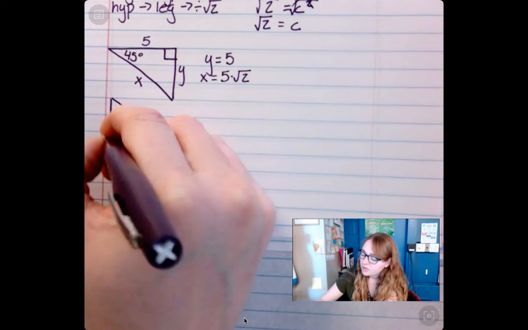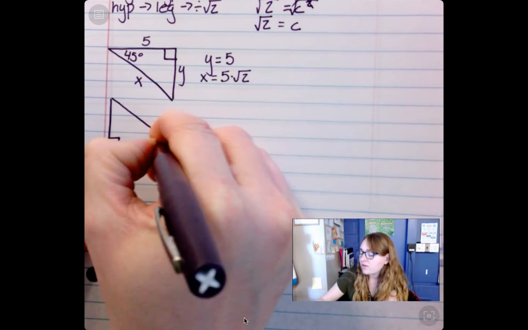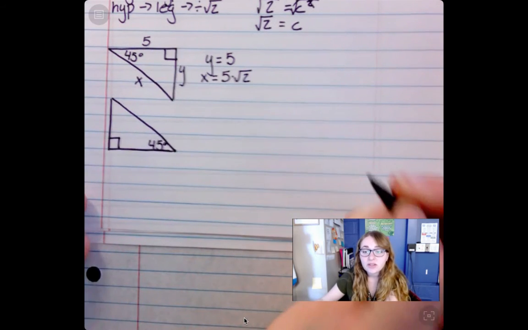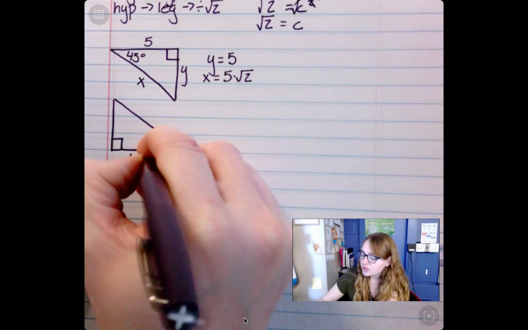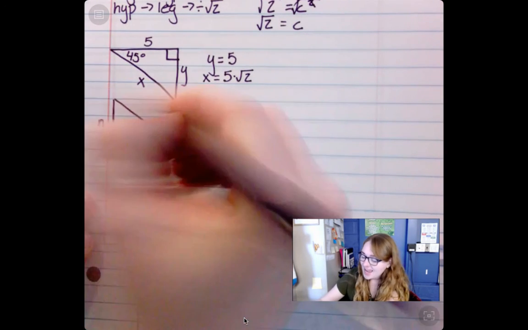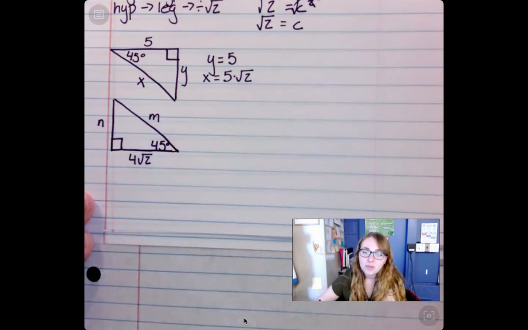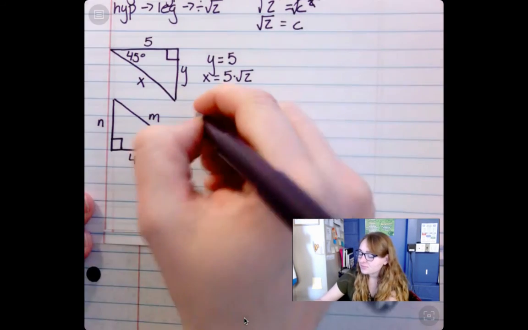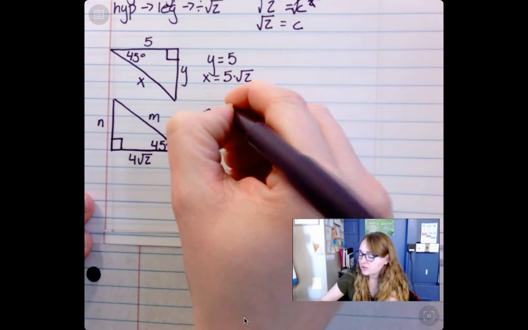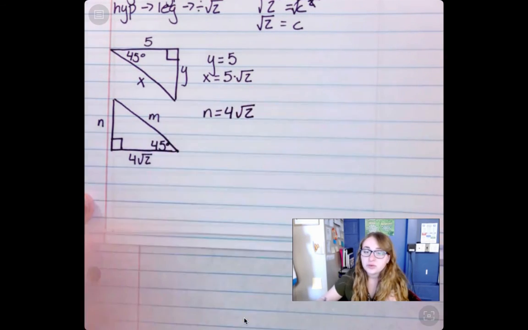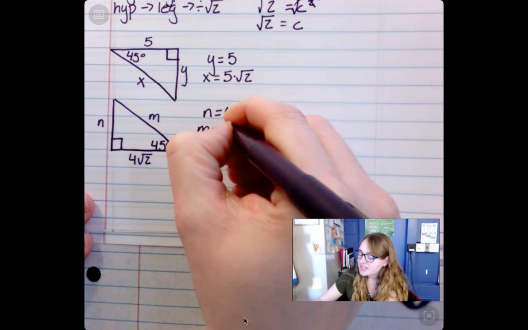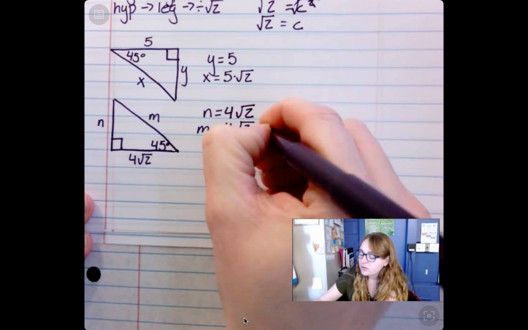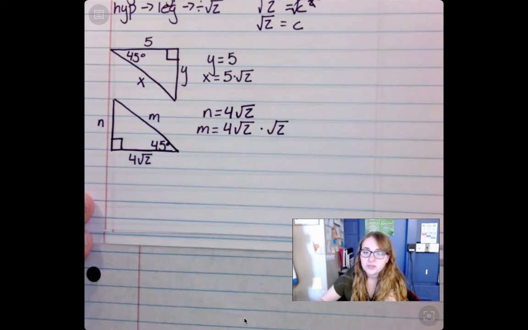All right, so again, we have our 90-degree angle, and one of our angles is 45 degrees, so we know that this is a 45, 45, 90, where one of our legs is 4 root 2, the other one is n, and our hypotenuse is m. Again, since we're starting with the leg, it'd be easier to find the other leg first. So we know that n is equal to our first leg, that 4 root 2. And then once again, going for our hypotenuse, we would take our leg length, which is 4 root 2, and multiply by root 2 once again.